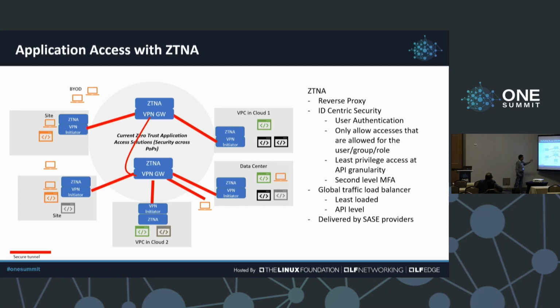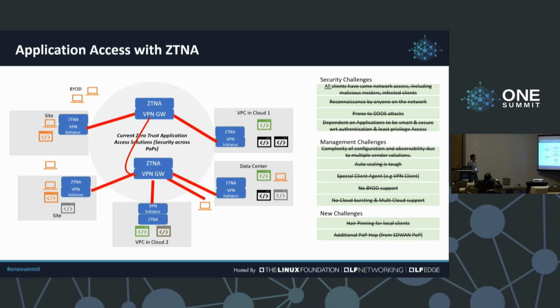So ZTNA takes care of that. And normally it's delivered by SASE providers, hence you don't have this problem of multi-hop. And ZTNA can be instanced anywhere, not only in the POP locations or cloud, but also in your data centers or even in your branch offices, right? Because of that, you don't have that hairpinning issue. That's why the ZTNA people call it a distributed data plane with a single management plane. So with ZTNA, almost every challenge which I listed before is taken care of.